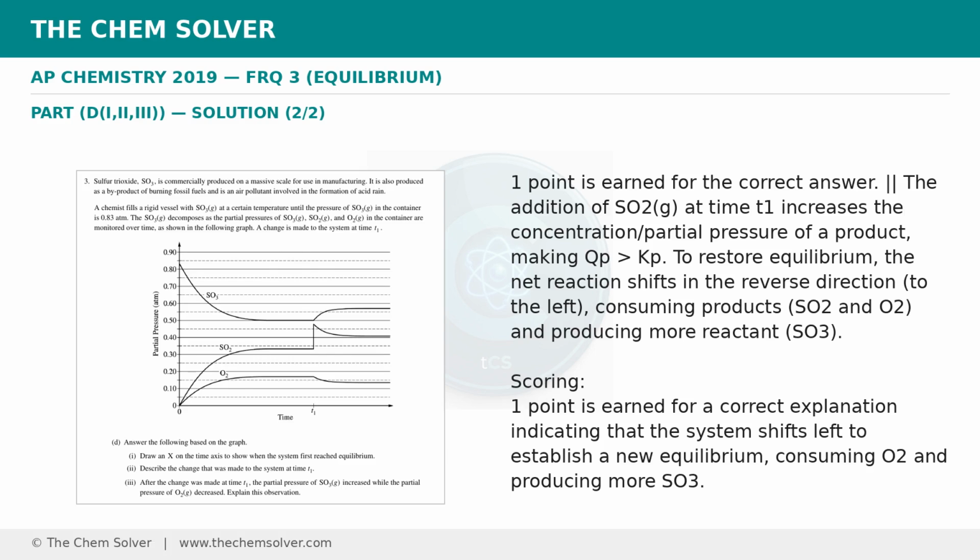The addition of SO2 at time t1 increases the concentration/partial pressure of a product, making Qp greater than Kp. To restore equilibrium, the net reaction shifts in the reverse direction to the left, consuming products SO2 and O2, and producing more reactant, SO3. Scoring. 1 point is earned for a correct explanation indicating that the system shifts left to establish a new equilibrium, consuming O2 and producing more SO3.